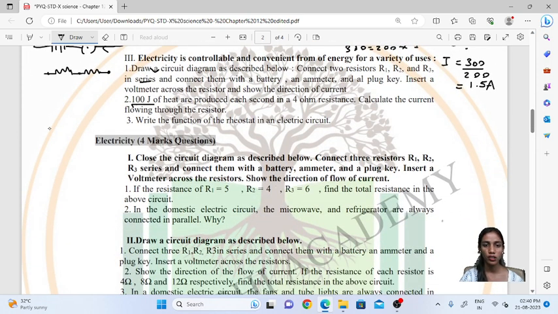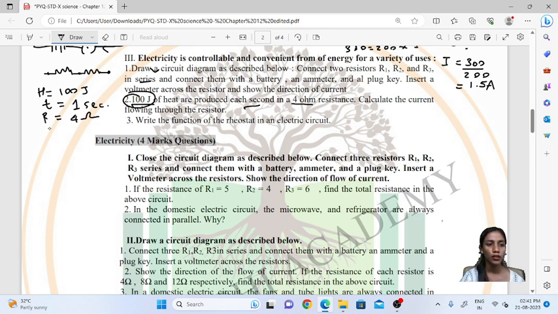Now the next is the problem. 100 joules of heat are produced each second in a 4 ohm resistance. Calculate the current flowing through the resistor. So what is given over here? First of all, 100 joules of heat. So H is given as 100 joules each second. So time t is given as each second, so it is 1 second. And in a 4 ohm resistance, so resistance is given as 4 ohms. Calculate the current flowing through the resistor.